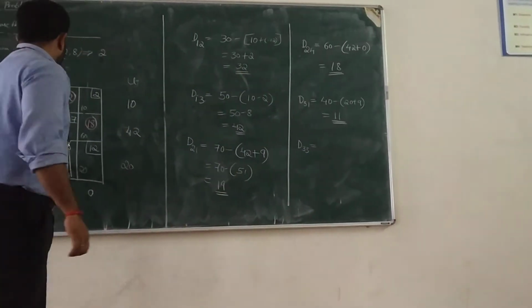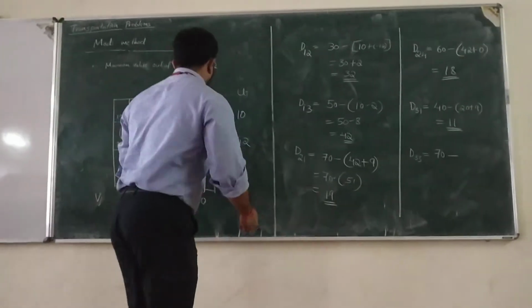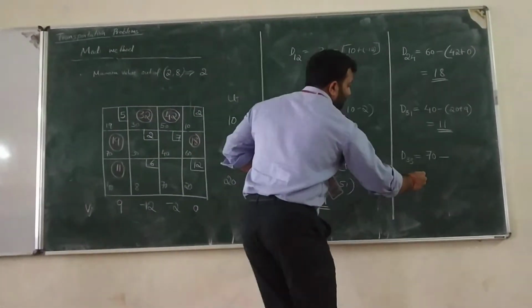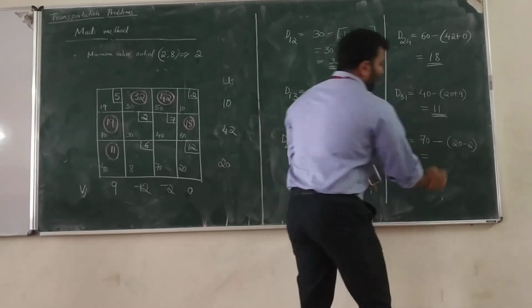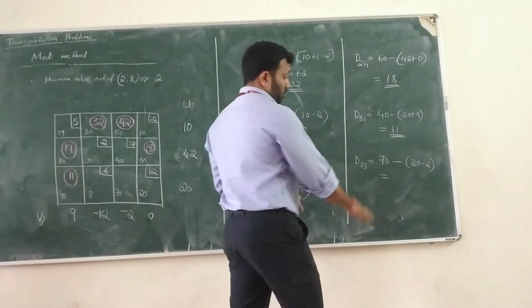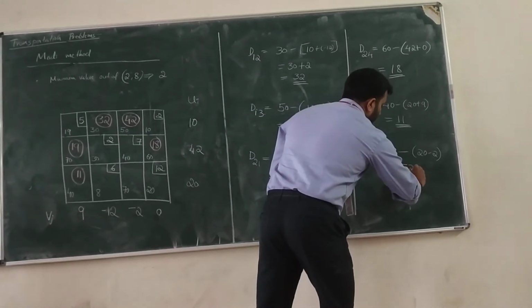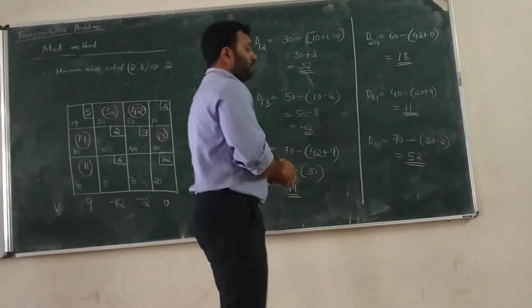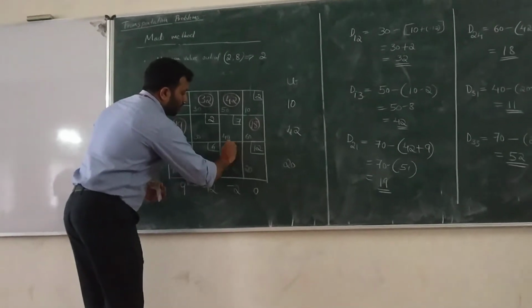D33 position, that is 70 minus 20 minus 2, 70 minus 80, that is 52. So D33 position is 52.